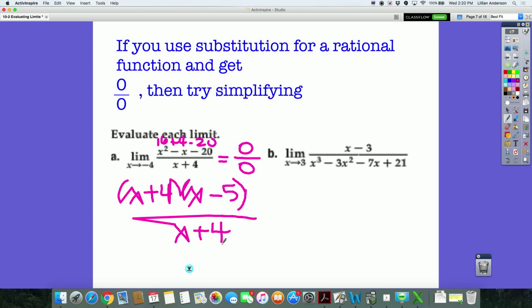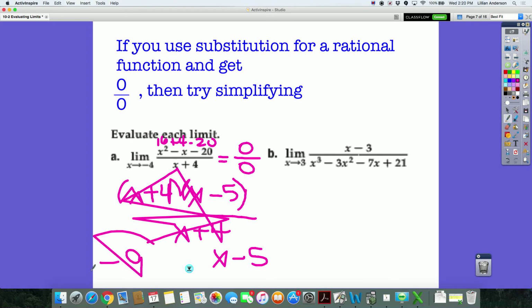And yes, what you see is that the x plus 4s cancel out. So then you're just left with x minus 5. Now, when you get the simplified form, you go again. You plug in negative 4. What's negative 4 minus 5? Negative 9. And that's your answer. That's your limit. Negative 9. For those who are watching the video, this is a negative 9.